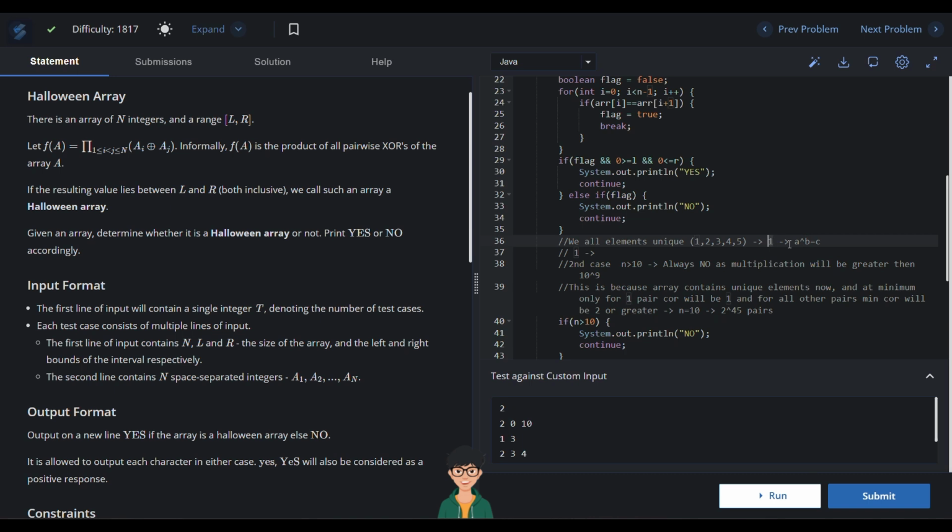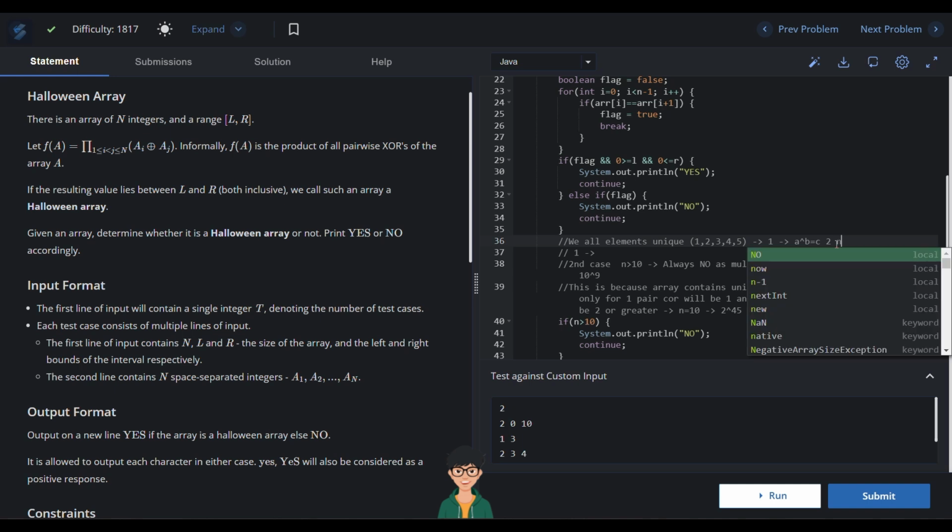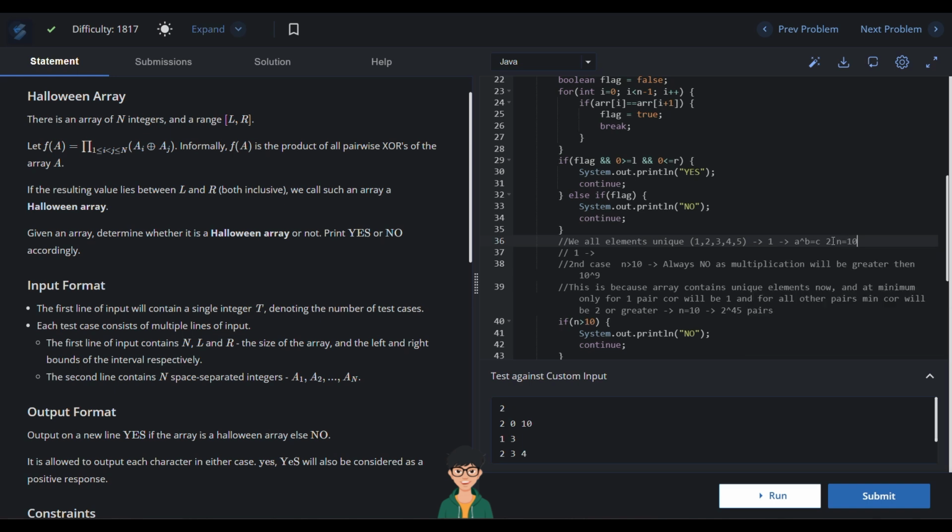Then we will get all the elements greater than one. Let's suppose we get 2. Obviously we will not get all 2s, because I have just told you the property. So let's suppose at least we will get 2. If we get 2, how many pairs will be formed? If n is 10, how many pairs will be formed? It will be n into n minus 1. How much is it?